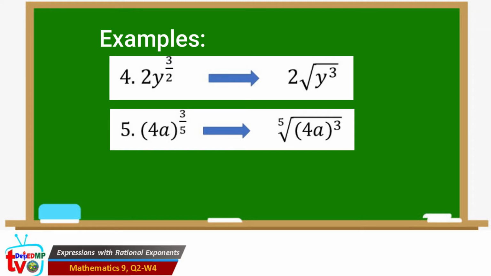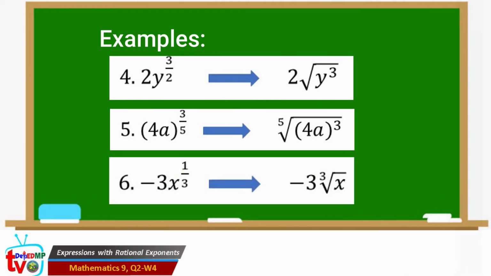Number 6, our last example, negative 3x raised to 1/3. Take note, class, 1/3 is the exponent of x only. In radical form, it is negative 3 the cube root of x.